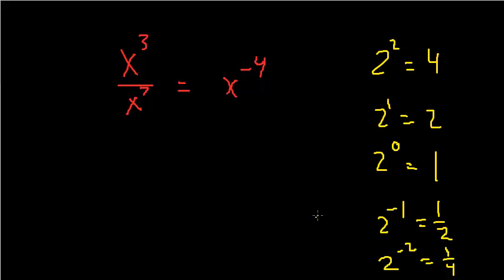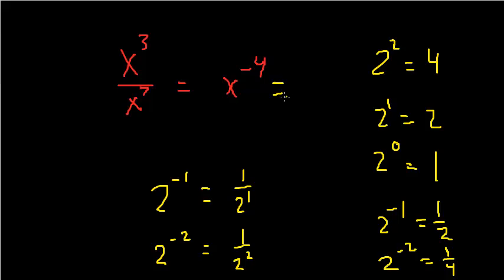What we can see from this is a negative power, right? 2 to the negative 1st power is the same as 1 over 2 to the 1st power. 2 to the negative 2nd power is the same as 1 over 2 to the 2nd power. So if we want to, we can rewrite something with a negative power with a positive power by flipping it, by moving it into the denominator. So here x to the negative 4th power is the same as 1 over x to the 4th power.